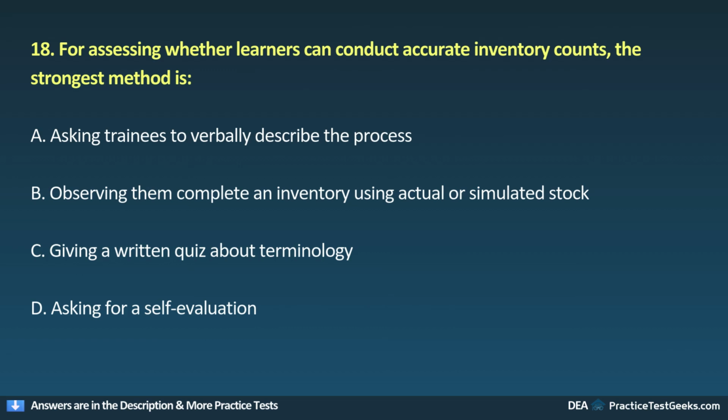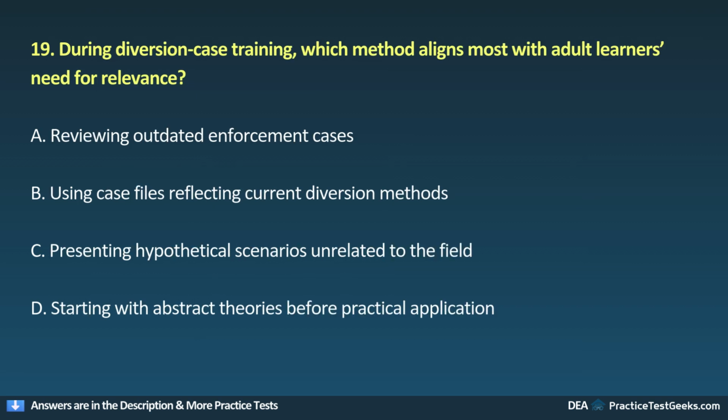18. For assessing whether learners can conduct accurate inventory counts, the strongest method is: A. Asking trainees to verbally describe the process. B. Observing them complete an inventory using actual or simulated stock. C. Giving a written quiz about terminology. D. Asking for a self-evaluation.